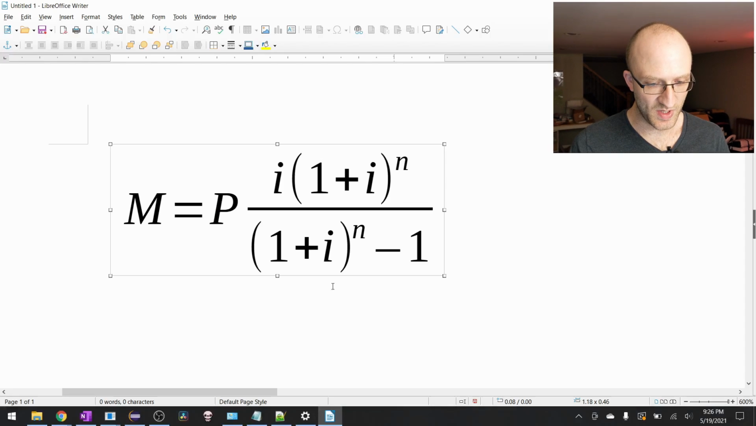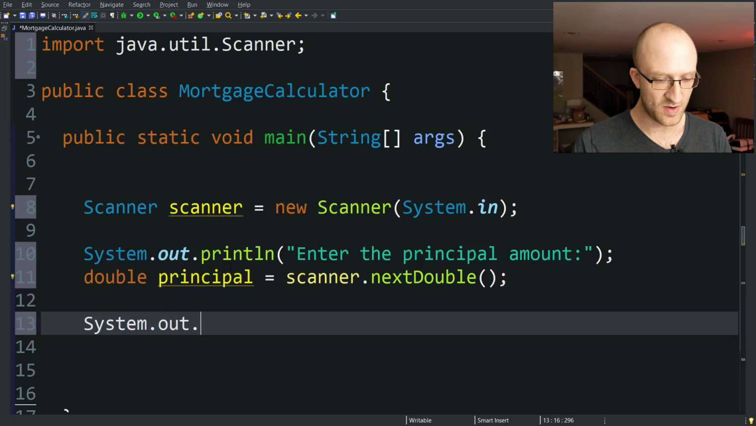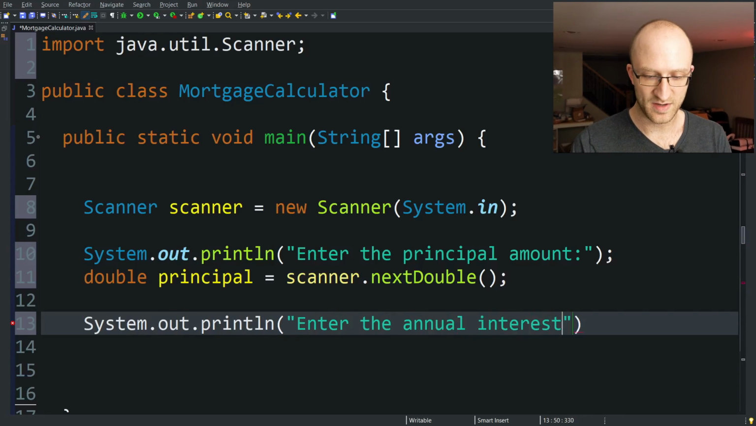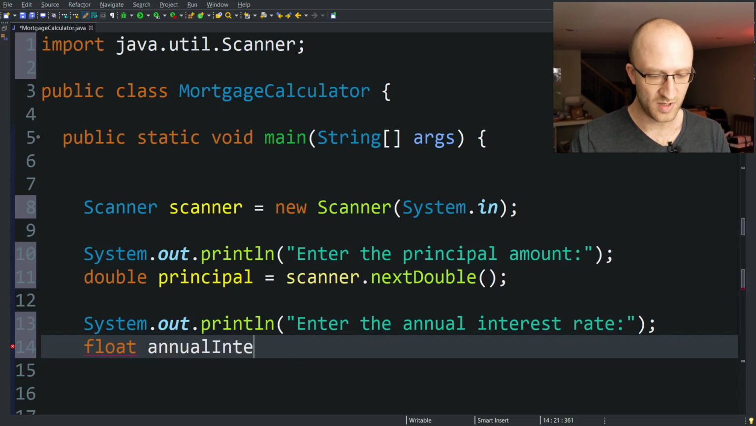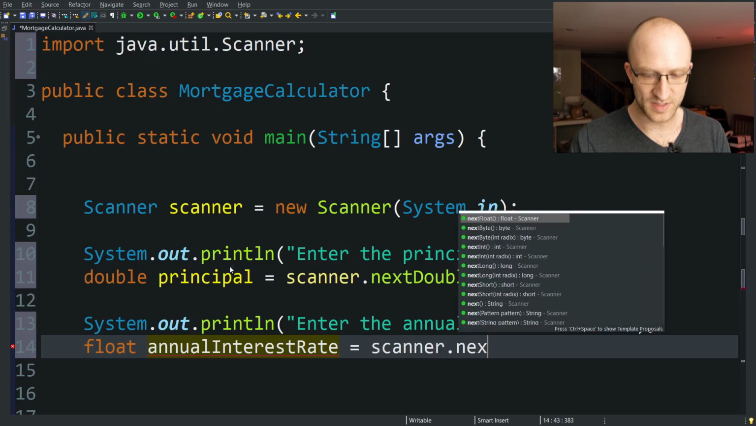So next, what else do we need? We need the interest rate. So again, we'll prompt the user with a System.out.println, enter the annual interest rate. For an interest rate, I think a float will be just fine. That's usually only a couple of decimal places. So float annualInterestRate = scanner.nextFloat().